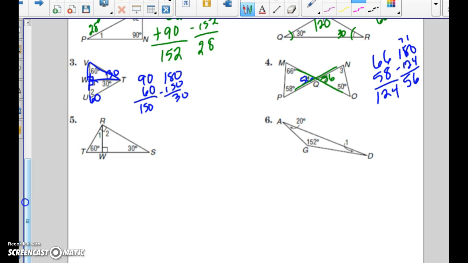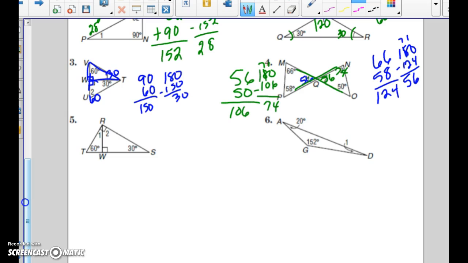Now I have two angles in that other triangle. So I can say 56 plus 50 is 106. So 180 minus the 106 gives me what? 24. I mean, not 24, 74. 74. Okay. What about number 5? I got number 5. I got 60.